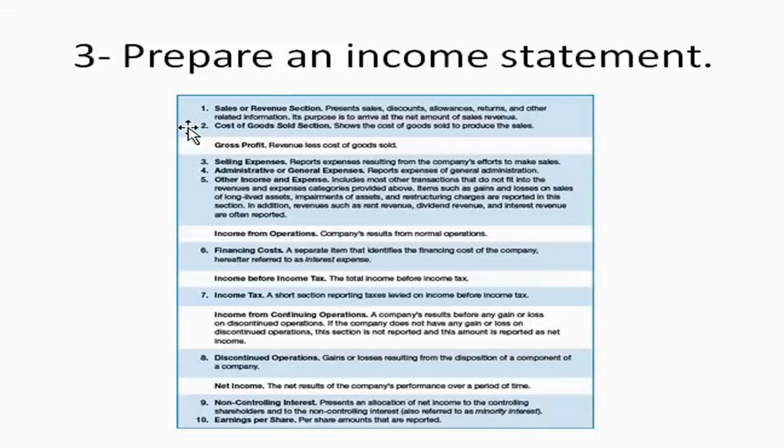Number 2 هي cost of goods sold section. The cost of goods sold section shows the cost of goods sold to produce the sales. ايه الكوست بتاعي عشان اعمل السيلز بتاعتي ديت, عشان اعمل البرودكتس ديت to be sold. السيلز minus الكوست of goods sold will get الجروس profit. يبقى الجروس profit ده هو revenues less الكوست of goods sold, او net sales less الكوست of goods sold.